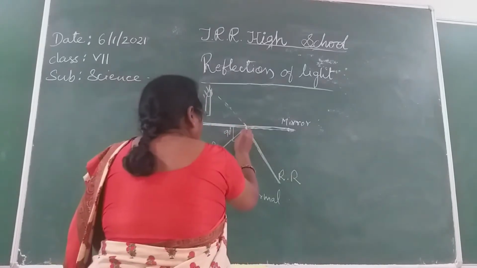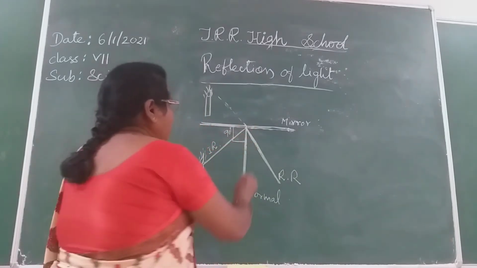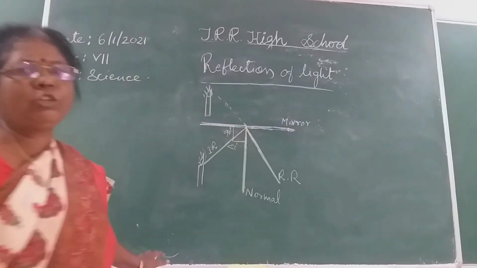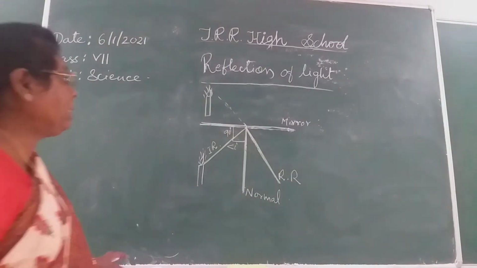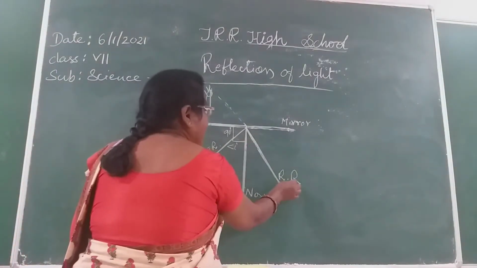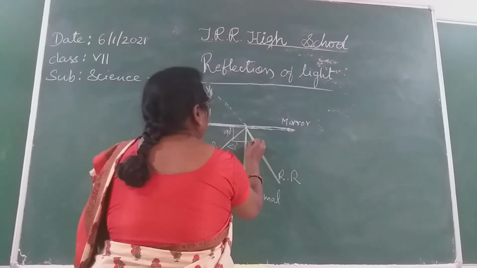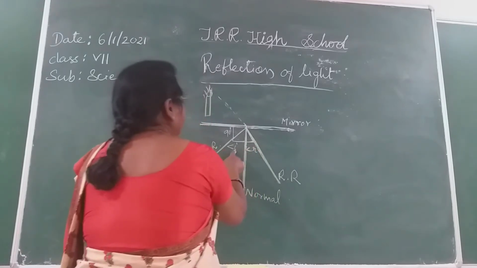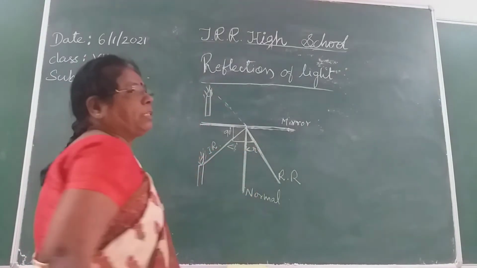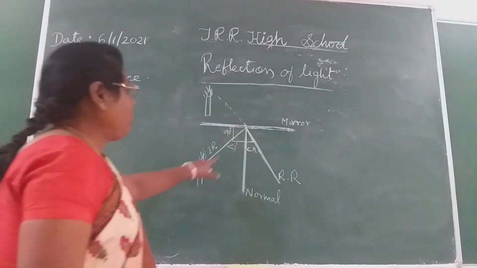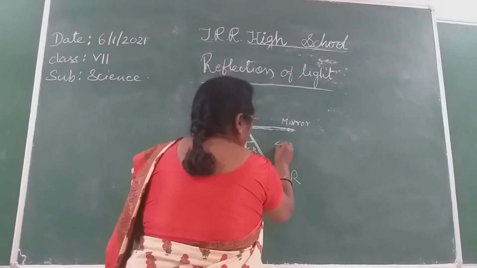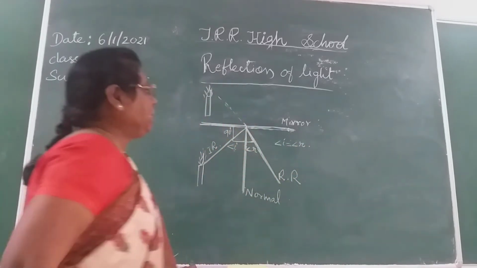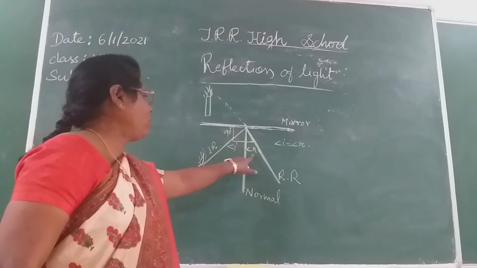The angle formed between the incident ray and the normal is called the angle of incidence. And the angle formed between the normal and the reflected ray is called the angle of reflection. I means incident ray, R means reflected ray. The angle of incidence is always equal to the angle of reflection.